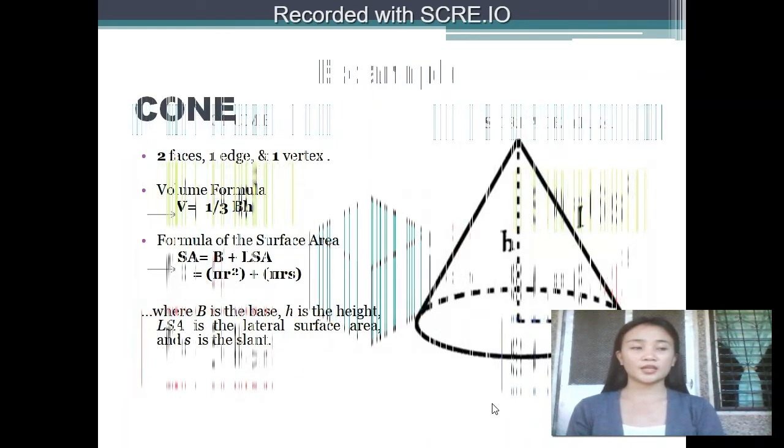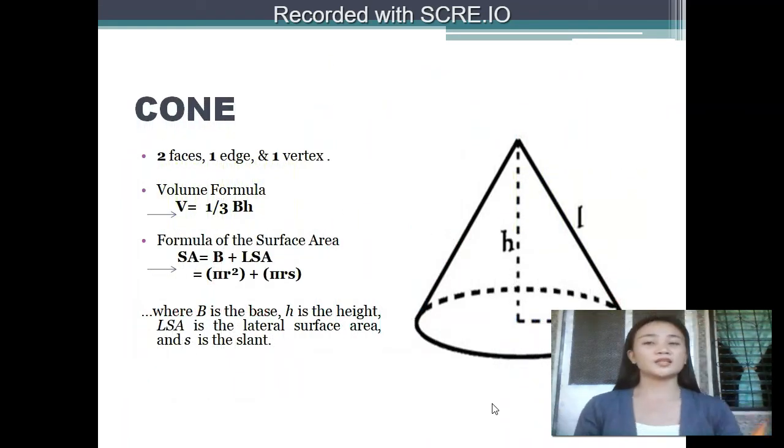Next is the cone. This is the cone. Cone has two faces, one edge and one vertex. Now let's count. This is the face 1 and the face 2, this one, the curved face. So in a total of two faces, then we have one edge, curved edge, and one vertex, this one, the pointy one, it is the vertex.